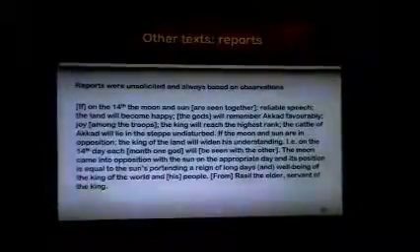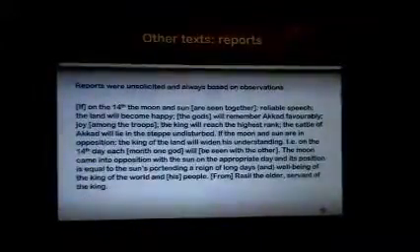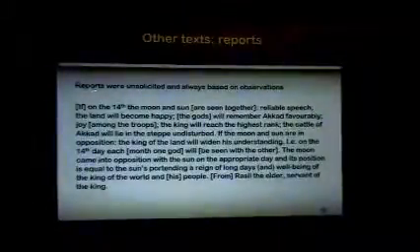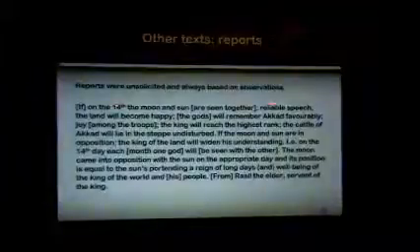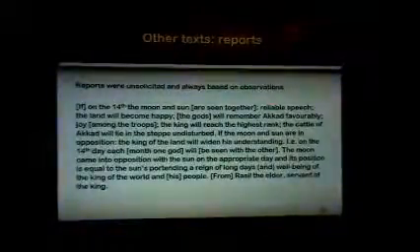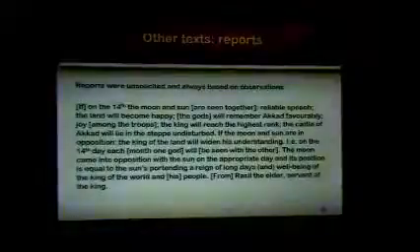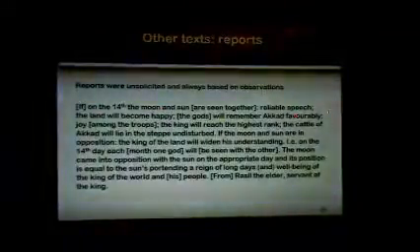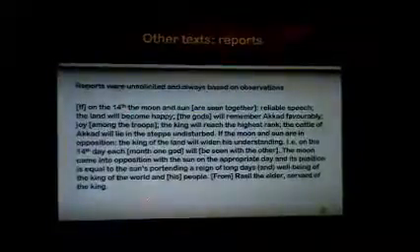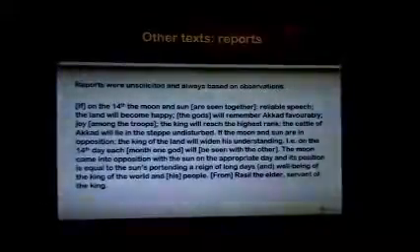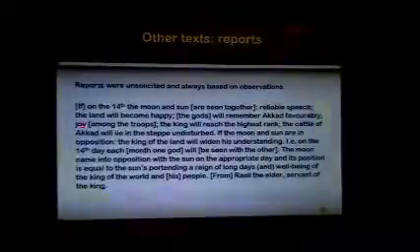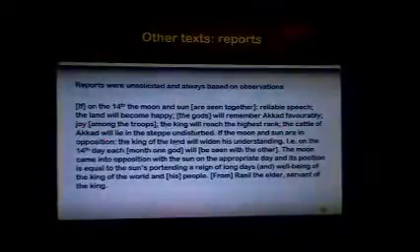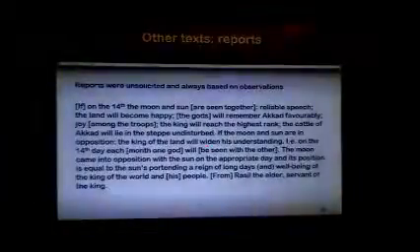Reports, on the other hand, were unsolicited comments that were sent to the king or other officials. These always are based on observation, but they start with essentially a quotation from some book of omens, which says that on the 14th the sun and moon are seen together, gods remember Akkad favorably. These are all citing the omens. The king of Elam will widely.